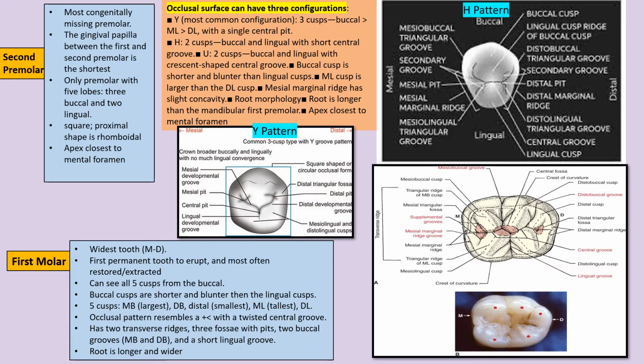So we know the first molar has 2 roots, mesial and distal. The mesial root is longer and wider than the distal root. Also the mandibular first molar has a pentagonal outline that gives it a home plate. It's called a home plate occlusal pattern.